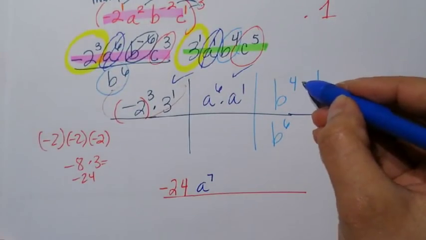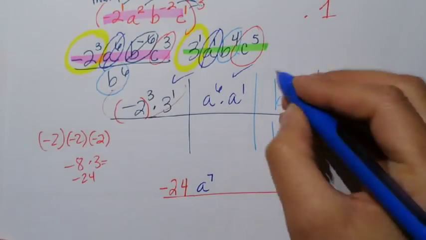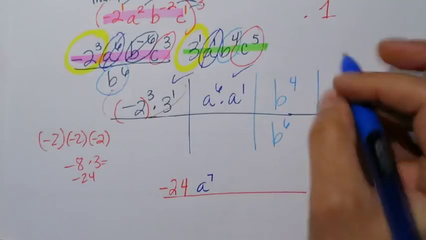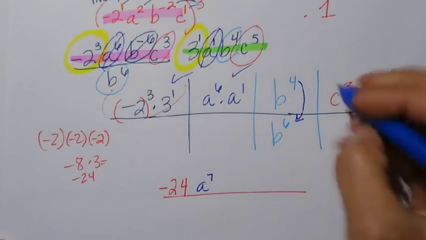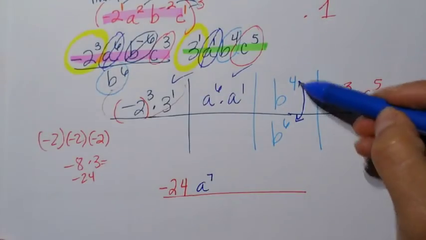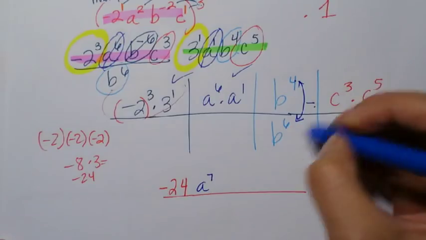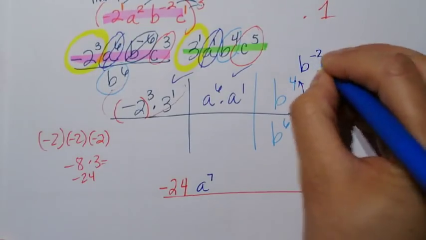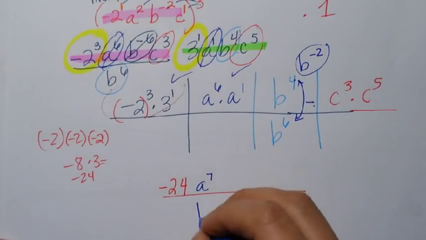Okay, I have 4 on the top and 6 on the bottom. So remember, you're canceling them out. I'll show you how it looks in expanded form in a second. So we know the shortcut is to subtract. So 4 minus 6 would give me b to the negative 2nd power. But I don't like negatives, so I'm going to already put it on the bottom.